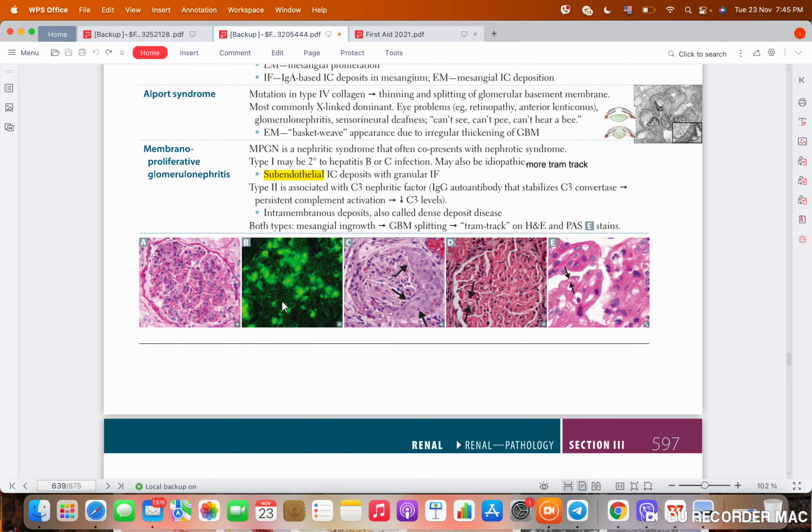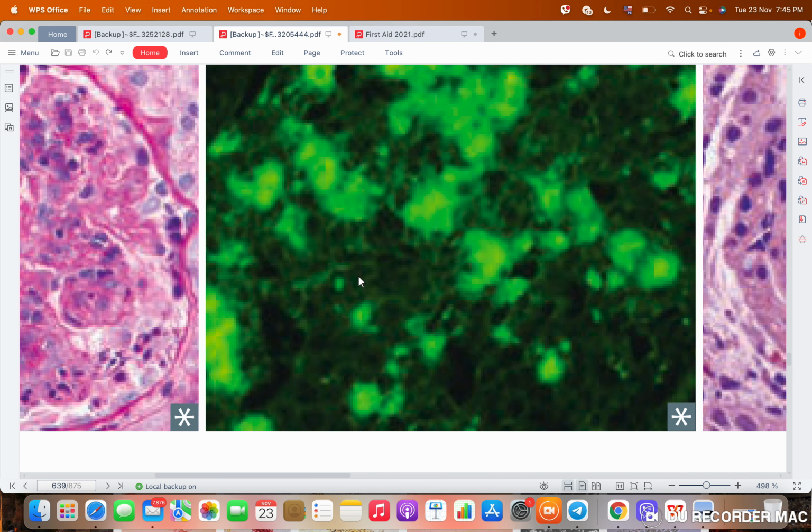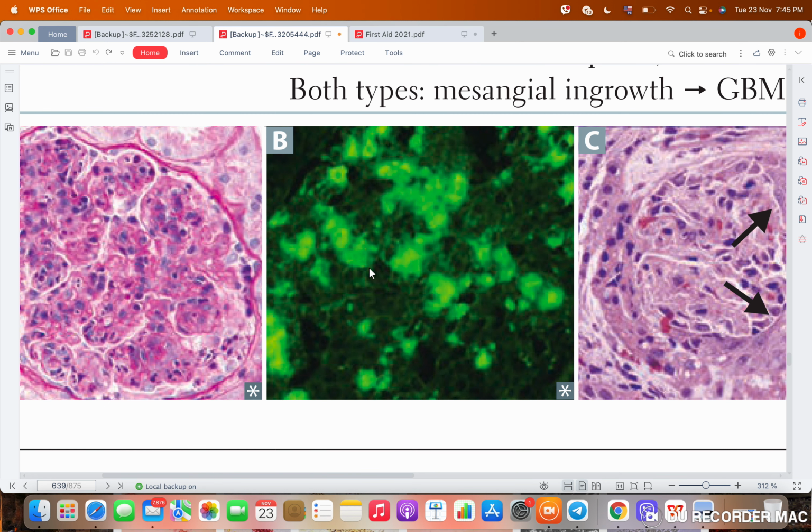But wait a second. Before I speak about the crescent, guys, in First Aid, this immunofluorescence, is it granular or linear or bumpy?